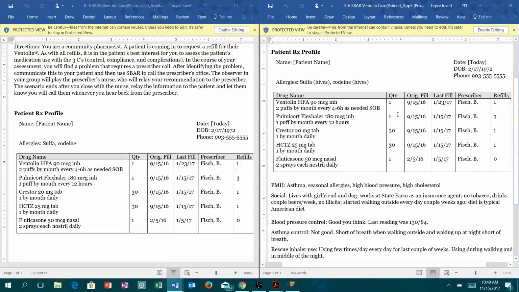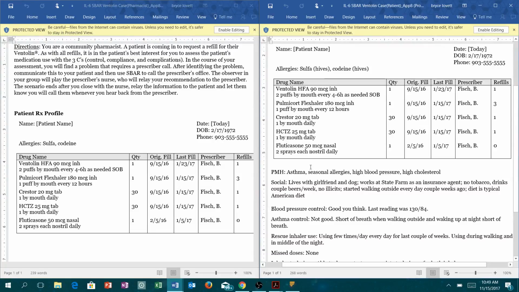What other medications are you taking right now? Any other inhalers or anything? Pulmicort, my Flexhaler. Do you know the dose on that? 180 micrograms, I think. All right. What other medication? Crestor, 20 milligrams. I take my hydrochlorothiazide. And some nasal spray, fluticasone. Okay. Flonase, fluticasone. All right. That's one of my allergies.